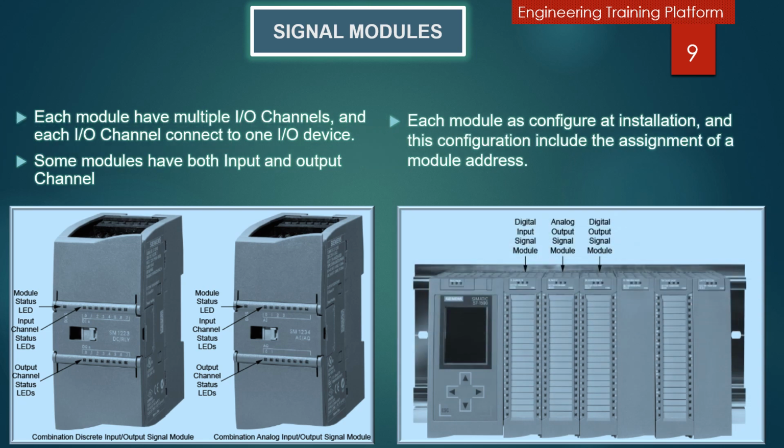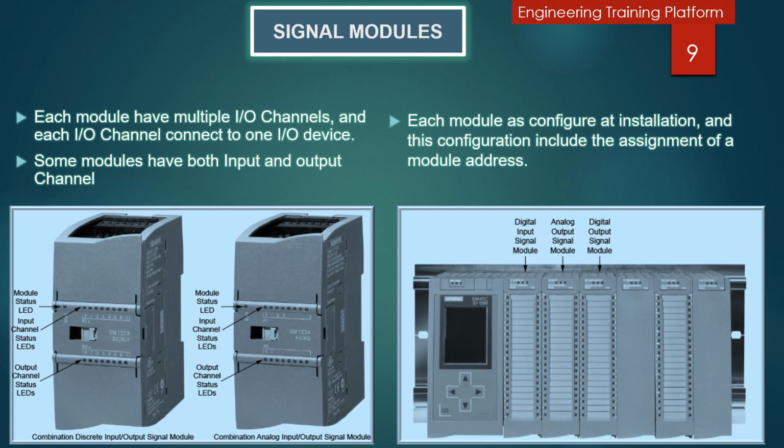Signal modules of various types are combined as needed throughout a system, and each module is configured at installation. This configuration includes the assignment of a module address. This address, together with the module type, also identifies the location of the image table status bit for the connecting inputs and outputs. In the picture, I already explained the digital input signal modules.